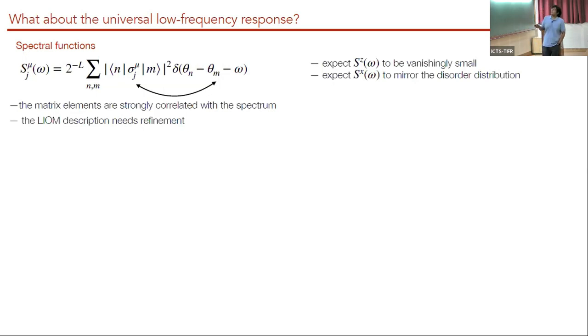So the idea is that if this MBL phase was perturbatively connected to the Anderson localized phase, and imagine this sigma z was my localization axis, then we would expect the Sz spectral function to be vanishingly small because most of my eigenstates look very much like sigma z product states. So the off-diagonal matrix elements would be rather small. And we would expect this Sx of omega to have some finite contribution. It should probably mirror the disorder distribution because, again, if my eigenstates are close to sigma z product states, I hit it with a sigma x operator, it flips a spin, and the energy cost is basically the local disorder distribution. So this is the expectation coming from the picture based on local integrals of motion.